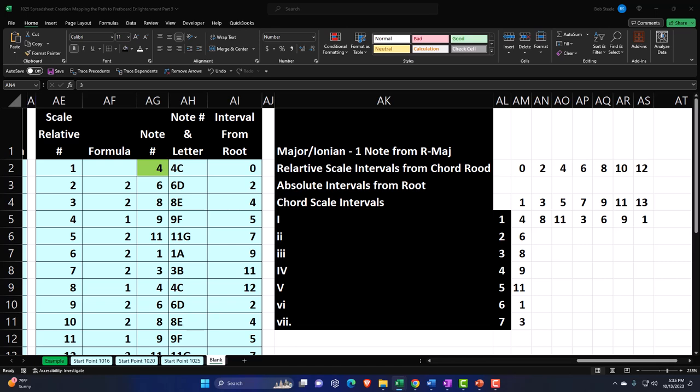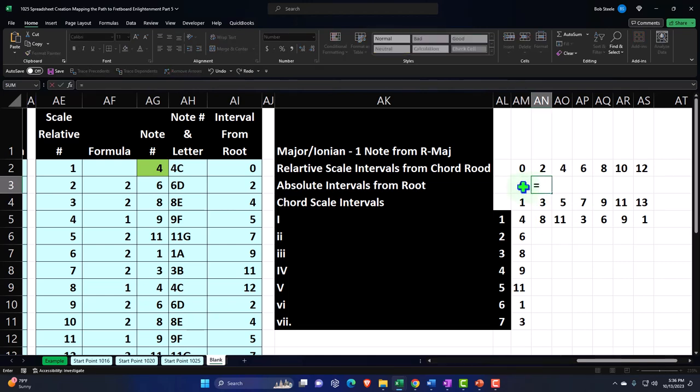So we might then say, all right, is there a way that I can show the absolute intervals between these two? Well, if they're numbers, we could just subtract them, right? So for the first one, I'll just say 0. But then if this is note 8, which is an E, minus note 4, then there's an actual 4-note distance, which we call 2 whole steps when you're talking whole steps, half steps. So there's a 4-note distance there, and we could see that. Now I could copy that across.